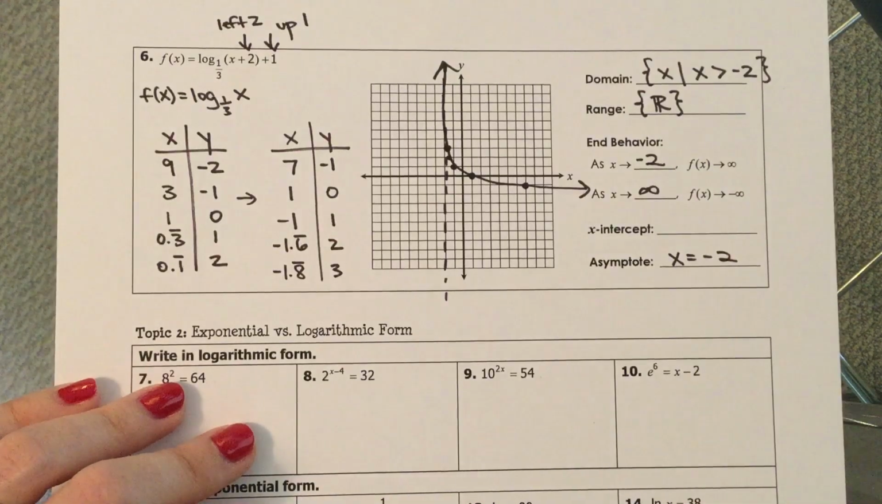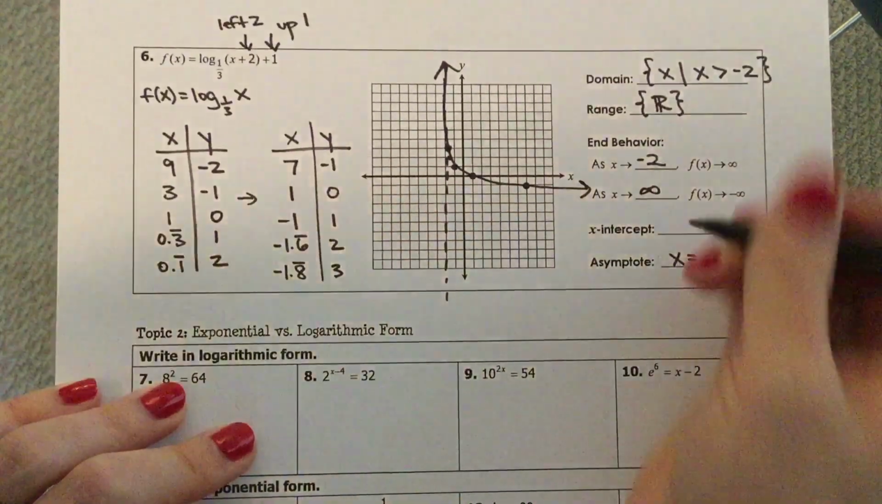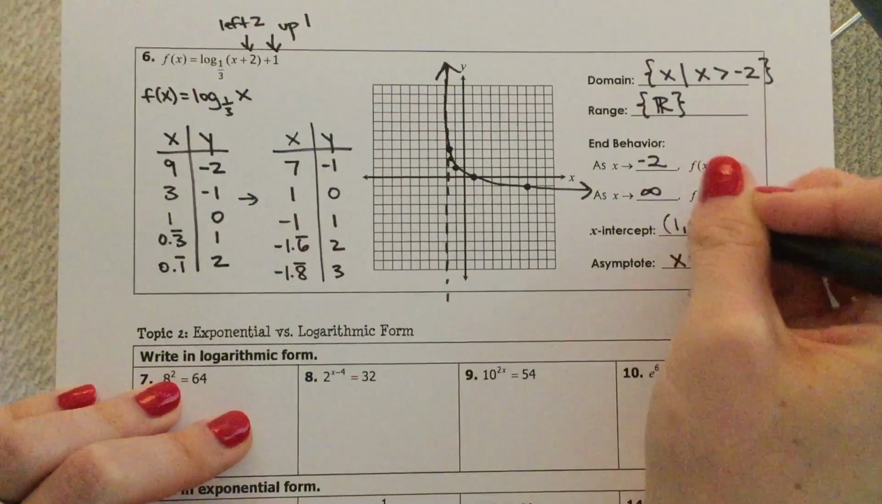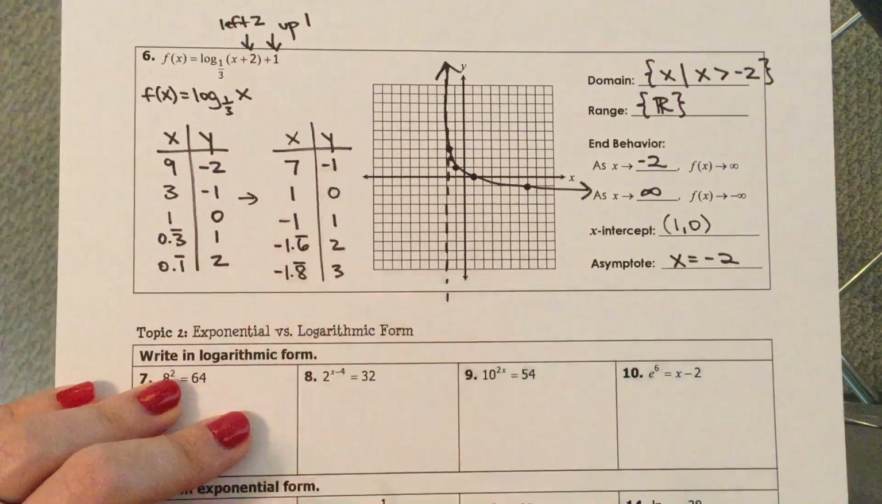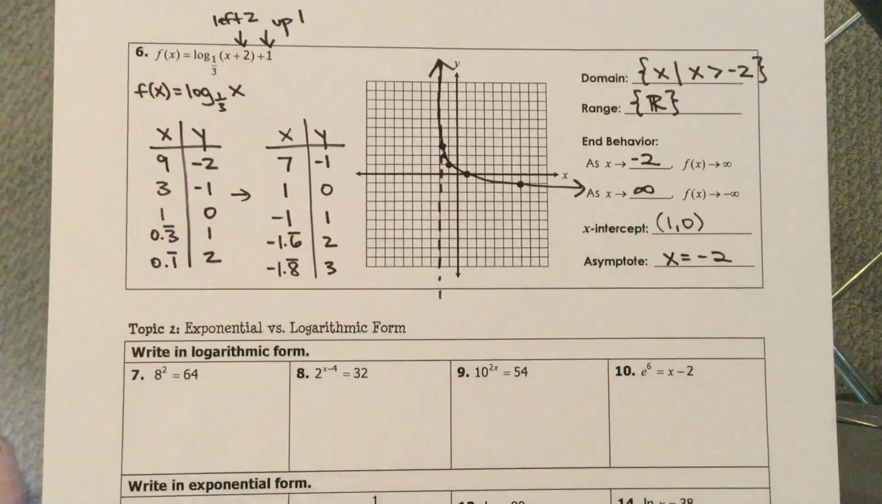Okay, x-intercept is a much easier one. You can see right there where it crosses through the x-axis. That ordered pair is 1, 0. You're looking for a point that has a y value of 0 right there. All right, so that is the last one for the graph.